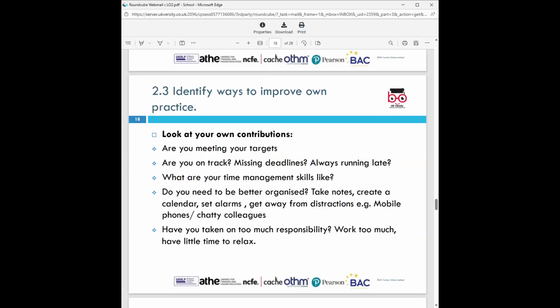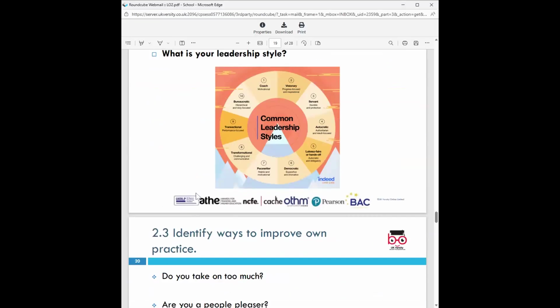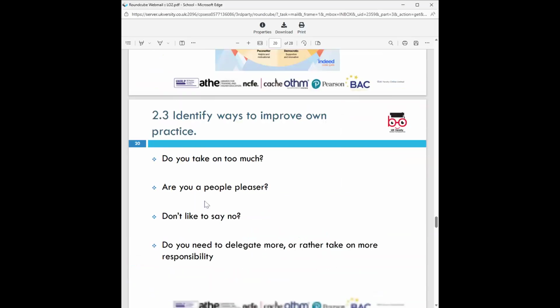Are you a chatty person? Do you think you've got too much responsibility? Are you too relaxed? It's really important to do a SWOT analysis on yourself. What is your leadership style? There'll be different leadership styles that you'll fall within, and you could identify that. It may be visionary, you may be a servant, you may be autocratic, you may be democratic, you may be transformational. That diagram identifies what you think your leadership style is.